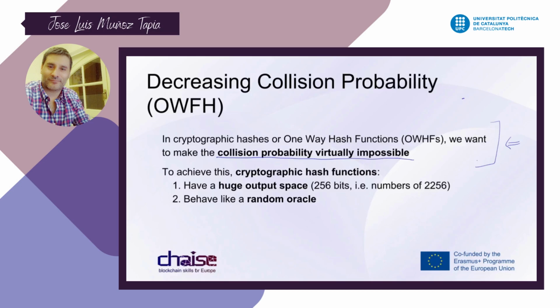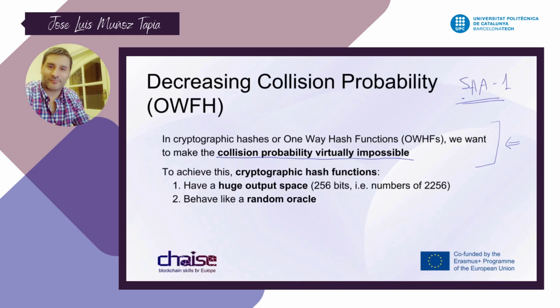In fact, if a collision happens, this means that the hash function is not useful anymore and it must be deprecated because it is broken. This has happened with, for example, SHA-1. Some people found a collision in the SHA-1 hash function, which was one of the most used hash functions in the past for some years, and now it is deprecated because someone found a collision. Okay, so what do we need to create a hash function in which collisions are virtually impossible?